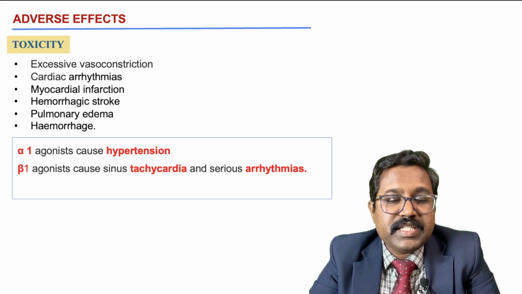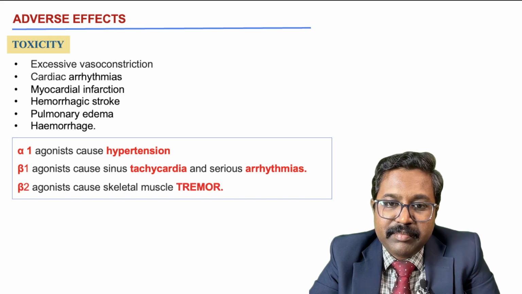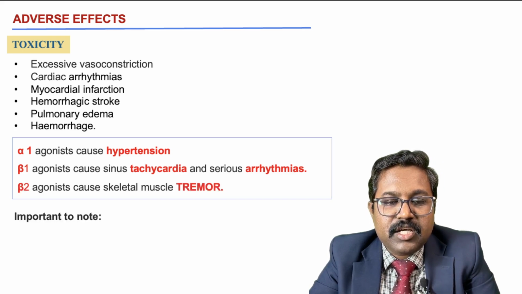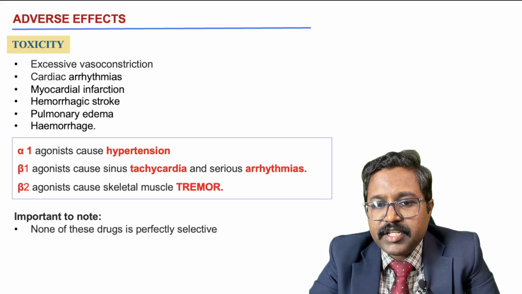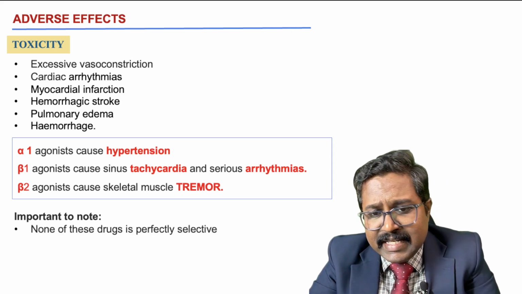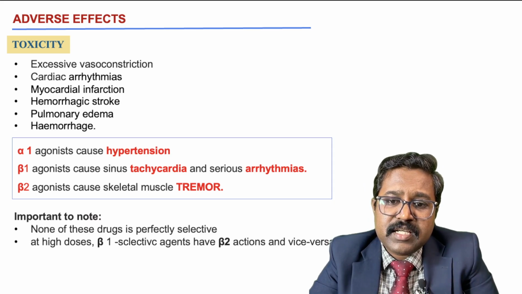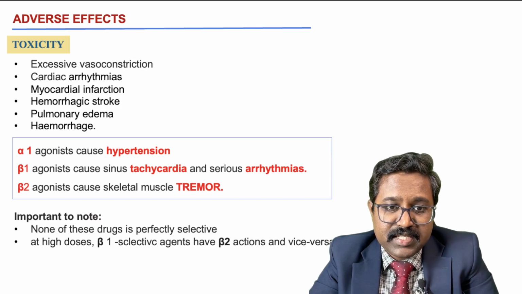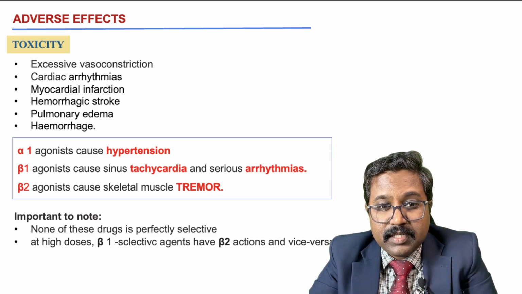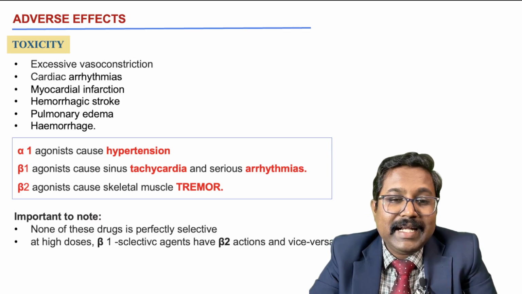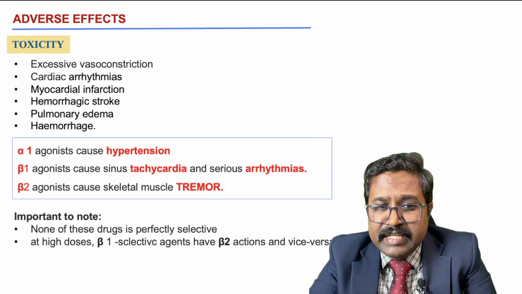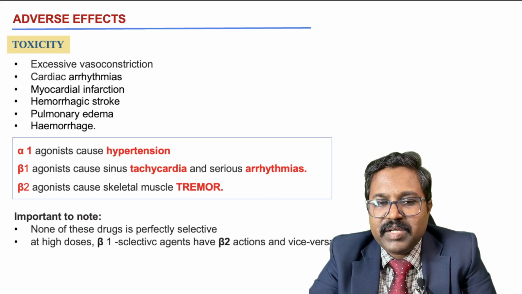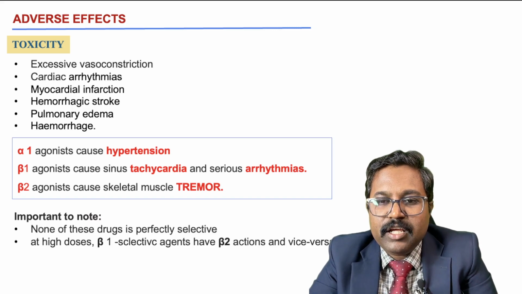And beta 1 agonist can cause sinus tachycardia and arrhythmias as well, and beta 2 are more prone for skeletal muscle tremors. So the important note you need to remember is none of these drugs is perfectly selective, and at high doses beta 1 selective agents may have beta 2 action and vice versa. There is no demarcation that it is selective only at specific doses. Whenever the dose becomes higher, the selectivity will be lost.